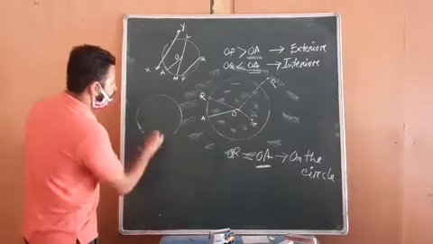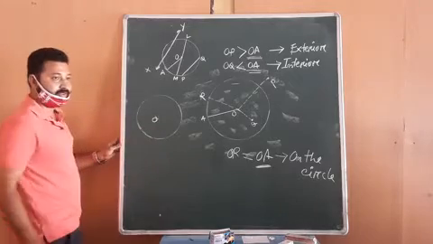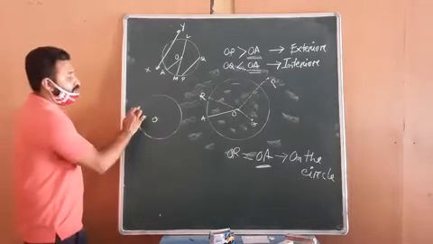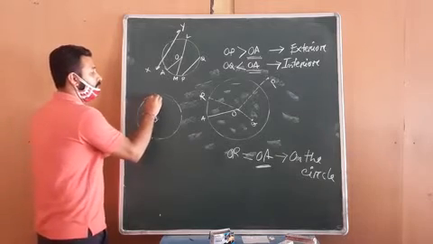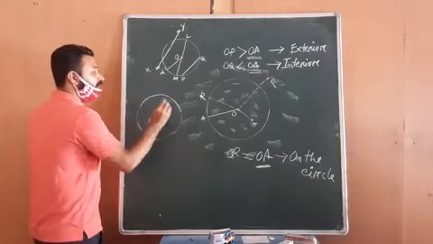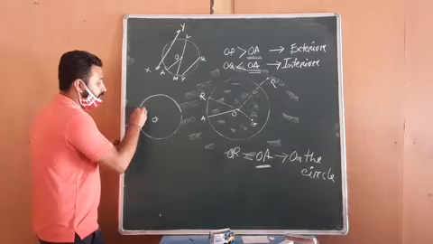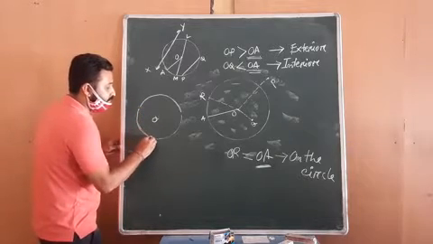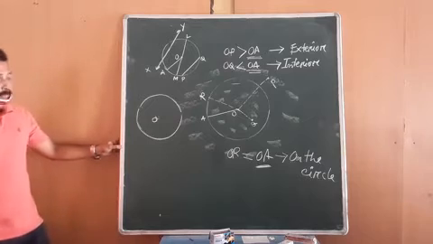Suppose this is a circle with center O. If we consider this part from here to here, it is called an arc of the circle. Understood? The remaining part will also be called an arc of the circle.